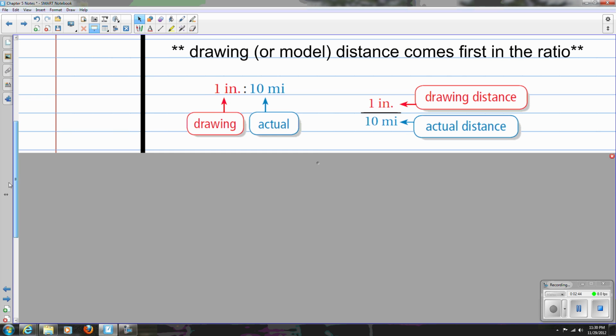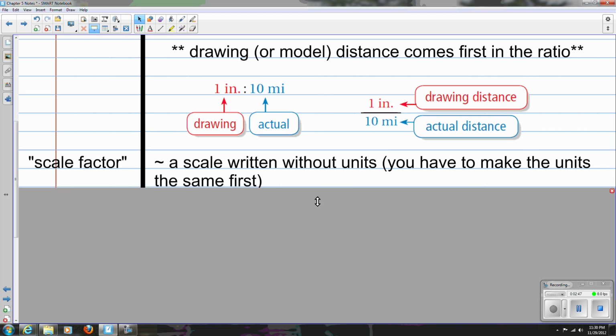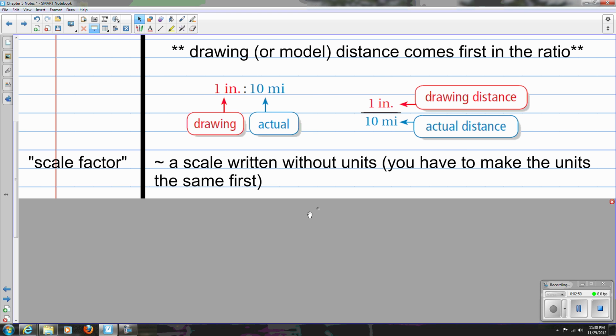We have one more definition before we do an example, and that is scale factor. Scale factor is a scale written without the units. In order to do this, you have to make the units the same first. So when we look at this diagram that you put here, 1 inch to 10 miles, that's a scale, but it's not a scale factor because they have two different units. This one has inches and this one has miles. If we wanted to find the scale factor of that scale, we'd have to convert those miles into inches. Once we have both units as inches, then we can just compare the two numbers without the units.